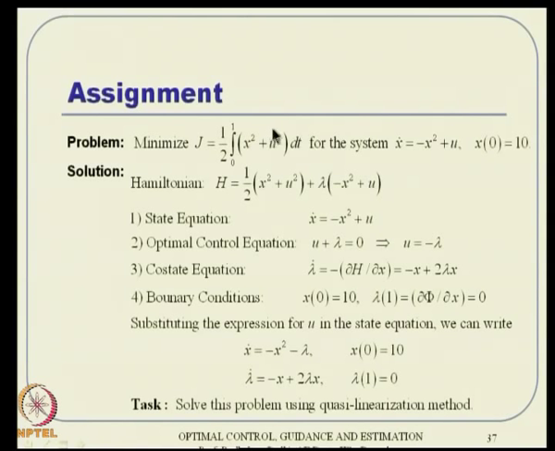So, this is the corresponding small assignment problem. We again have a scalar problem with a quadratic cost function, and these are some of the necessary conditions. Ultimately you will end up with this state and co-state equation in this form, because the control equation has been eliminated in the form of minus lambda, and you have these boundary conditions as well. The task is to solve this problem using the quasi-linearization method.